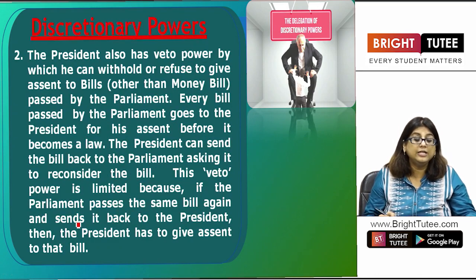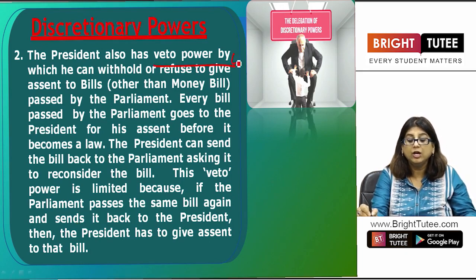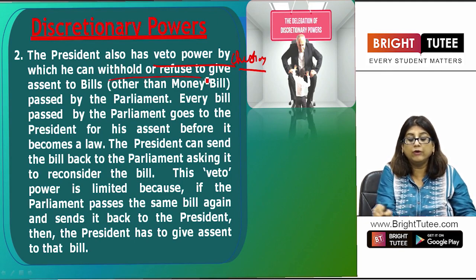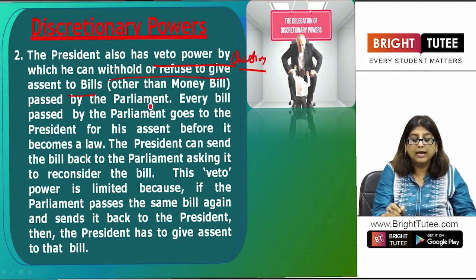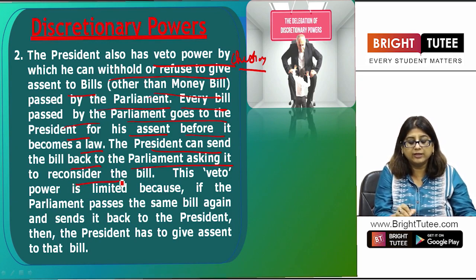And these powers also include that he has the veto power also. That means he can question anything or he can object to anything, withhold or refuse to give assent to bills. And other than money bills, every bill passed by the parliament goes to the president for his assent before it becomes a law. And the president can send the bill back to the parliament asking it to reconsider the bill.